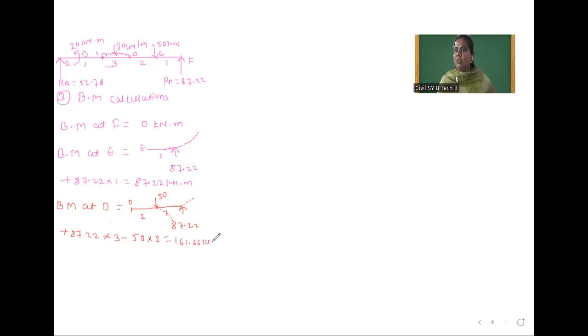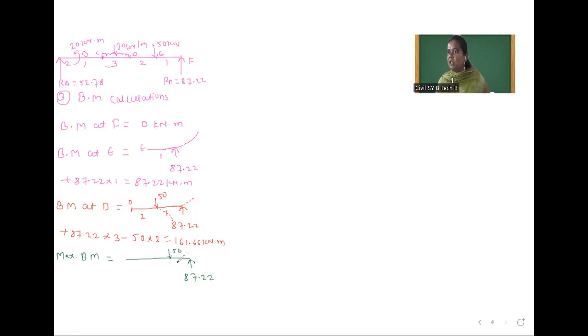161.66 kilonewton meter. After that, we will calculate maximum bending moment, because our maximum bending moment location is between C to D. Okay, so next step is we will calculate maximum bending moment. From the right side, this is 87.22. Okay, here 50 kilonewton force is applied.